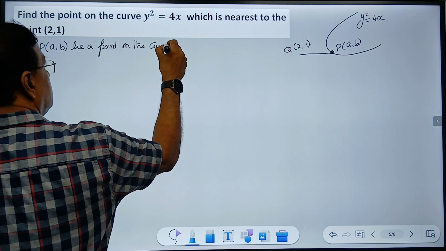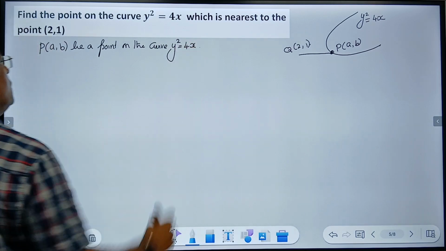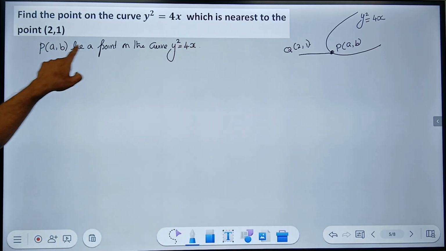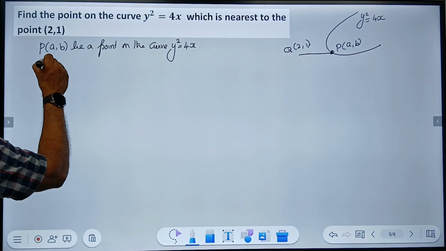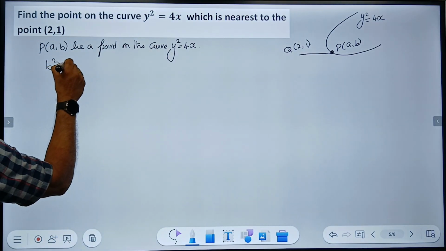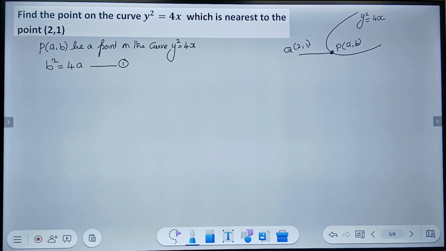What is the equation of the curve? y squared equal to 4x. So definitely this point should satisfy this equation. Now how does it satisfy? You have b squared equal to 4a. Call this as 1.